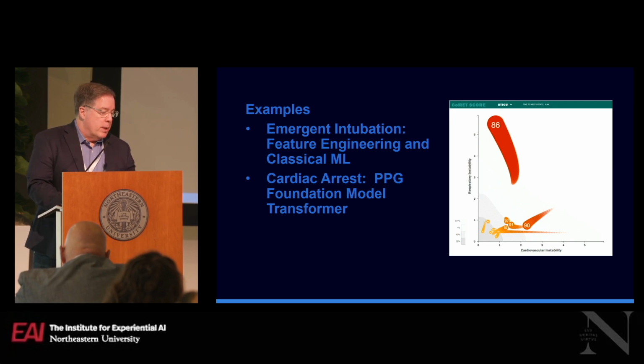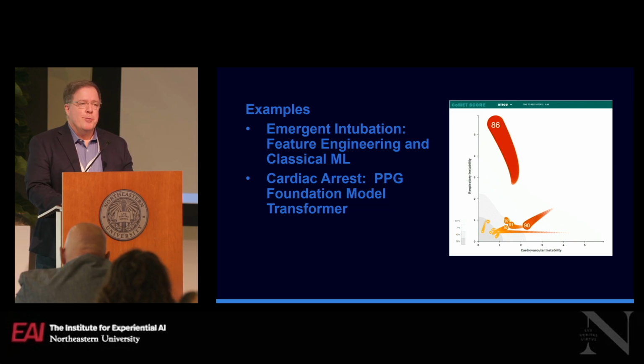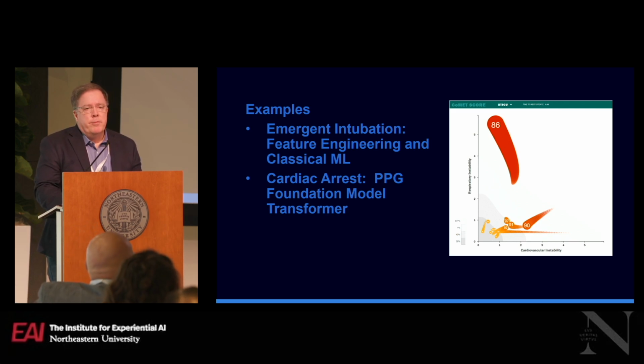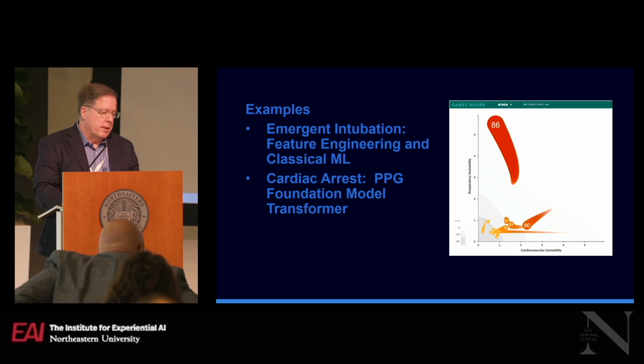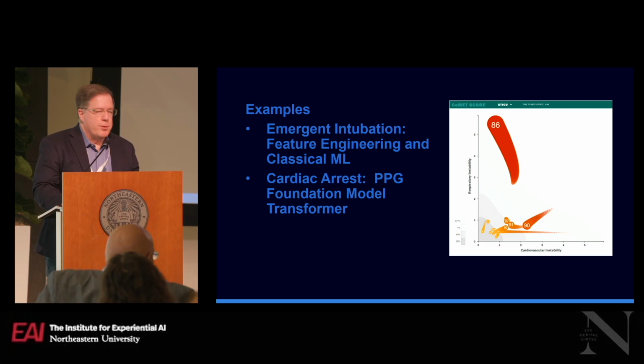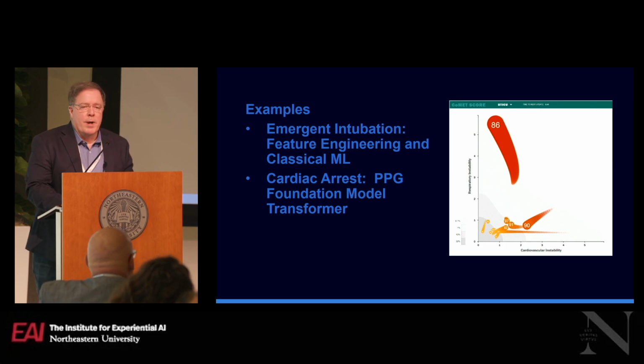Now, what the Comet-like icons show is how the patient's risk profile has changed over the last 3 hours. So for example, the patient in bed 86 has experienced a significant increase of future emergent intubation over the last 3 hours. The second example is sort of bleeding edge research, and this is the prediction of cardiac arrest based upon a PPG foundation model.